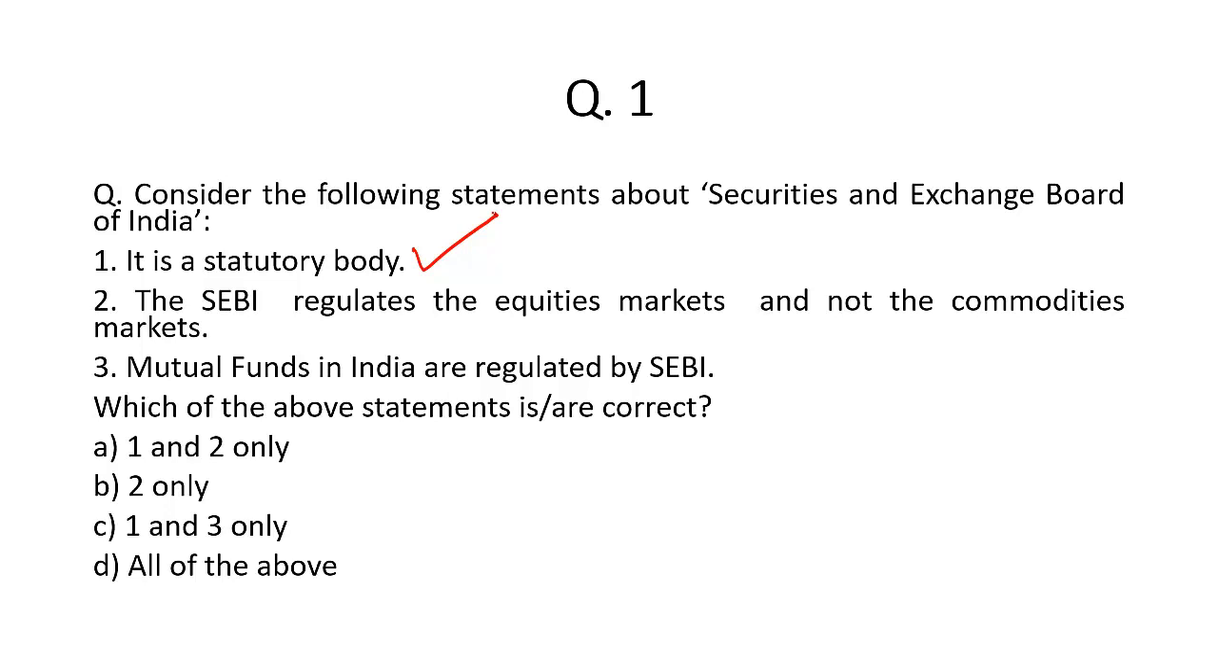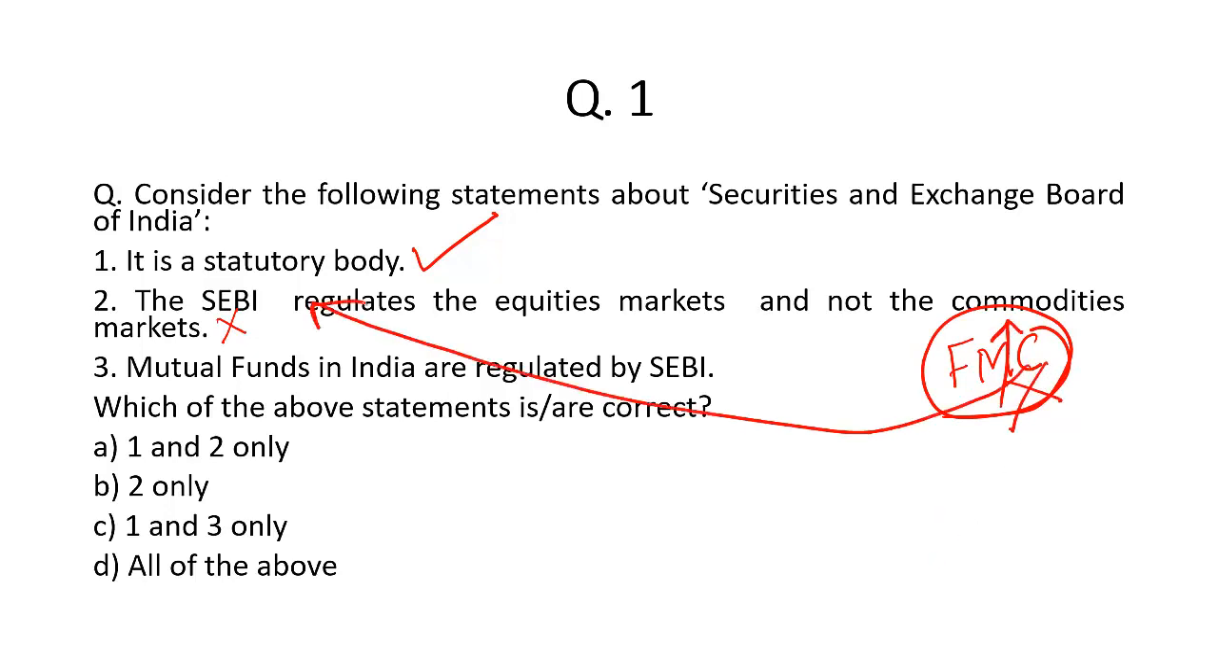The SEBI regulates the equities markets and not the commodities markets. This statement is wrong because in 2015, the Forward Markets Commission, which regulated the commodities market, was abolished and merged with SEBI. That means now SEBI regulates both equities markets as well as the commodities markets. Mutual funds in India are regulated by SEBI, correct? So which of the above statements are correct? C, 1 and 3 only.